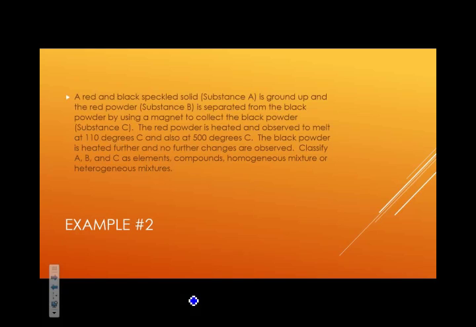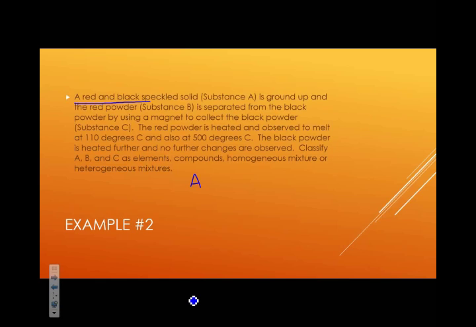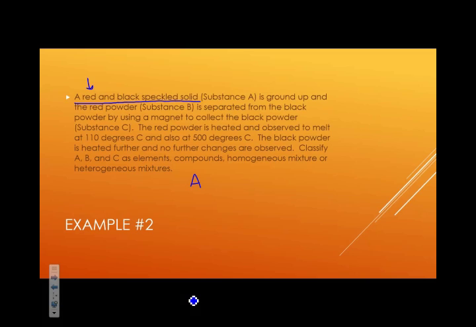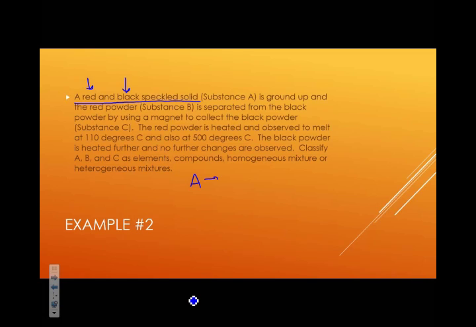Okay, let's look at what information we have. For substance A, we know that it's a red and black speckled solid. So I can see there are red things in there and there are black things in there, which tells me I'm looking at two separate things. So A must be a heterogeneous mixture.